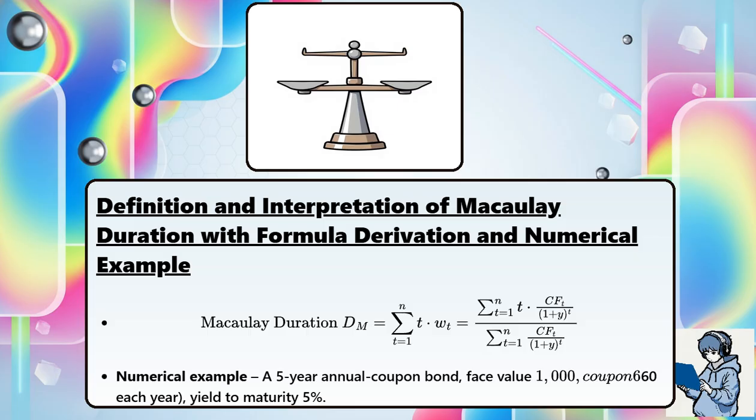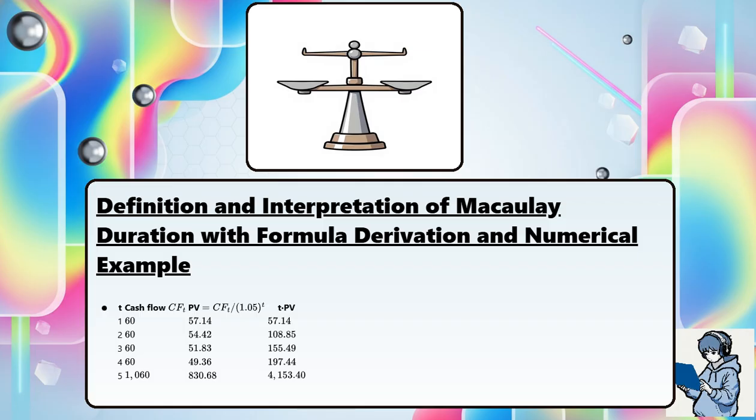Numerical example: a 5-year annual coupon bond, face value $1,000, coupon 6%, so $60 each year, yield to maturity 5%. Table of cash flows. At year 1, cash flow $60, present value $57.14. At year 2, cash flow $60, present value $54.42. At year 3, cash flow $60, present value $51.83. At year 4, cash flow $60, present value $49.36. At year 5, cash flow $1,060, present value $830.68.